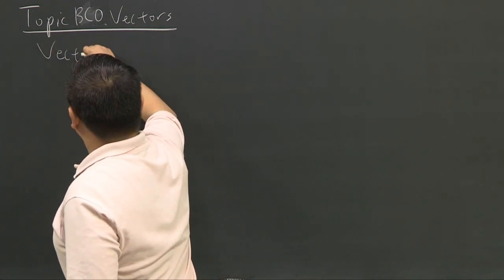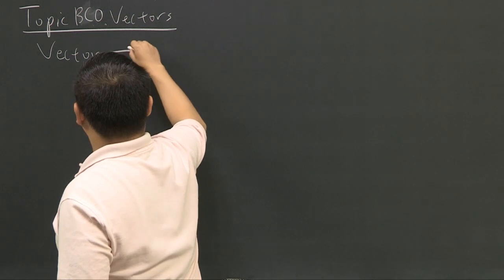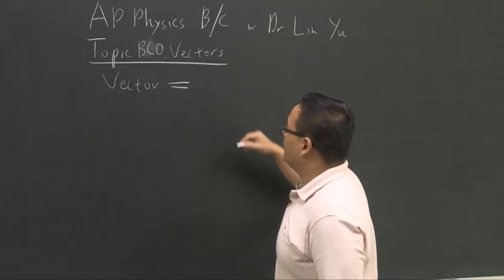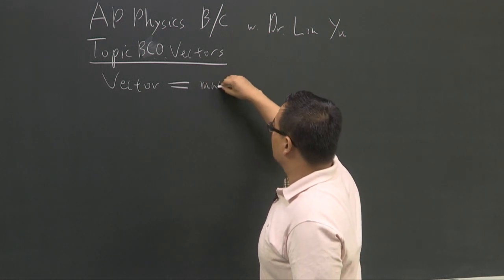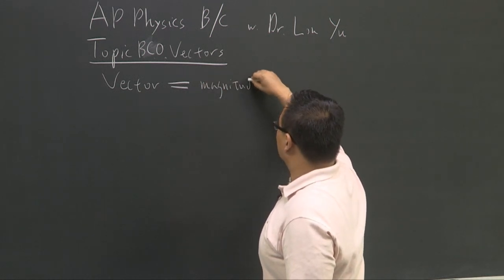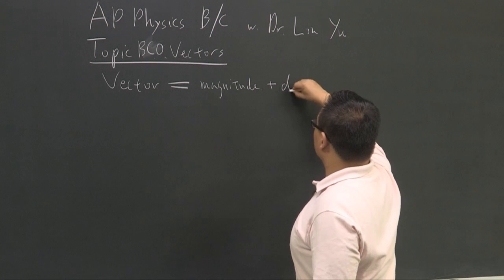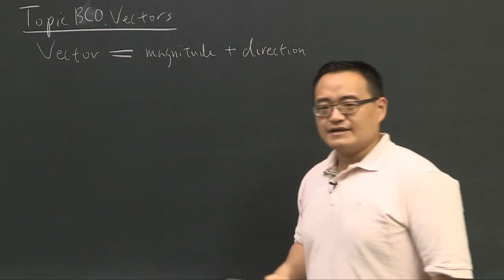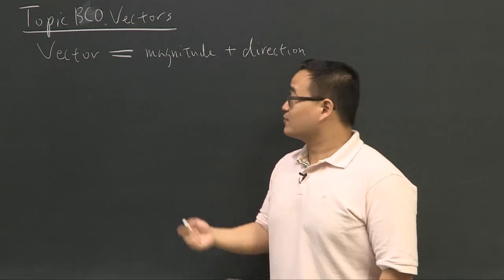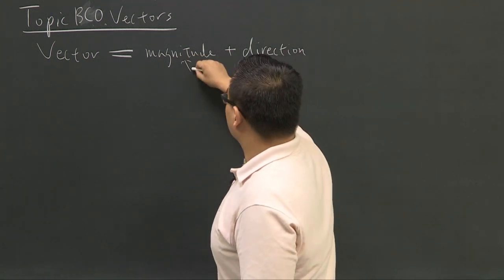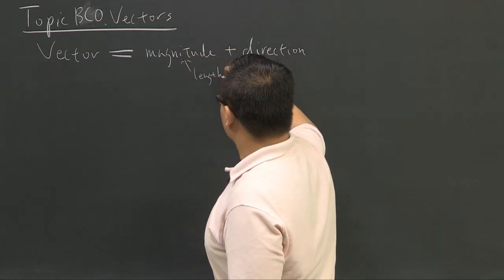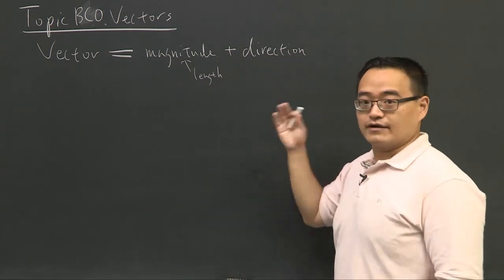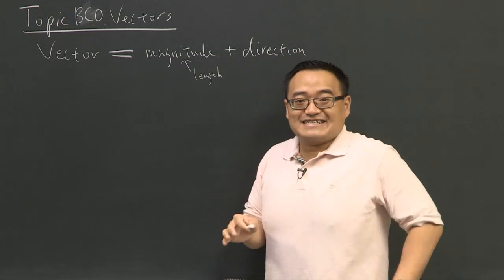vectors are defined as something that has two components. It has a magnitude plus a direction. So what's magnitude, you ask? Well, magnitude simply means a length or some kind of scale, right? And a direction is very clear, you know, which direction you're going. You say, well, that's kind of simple, right?